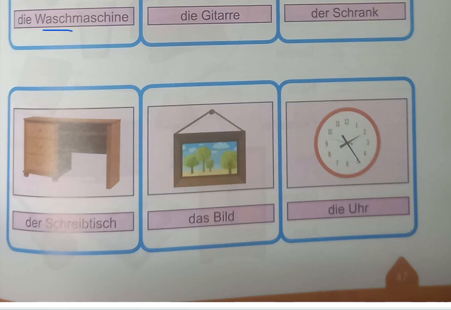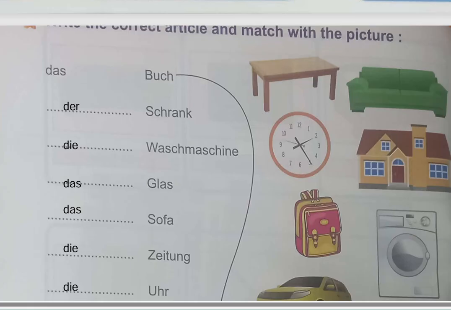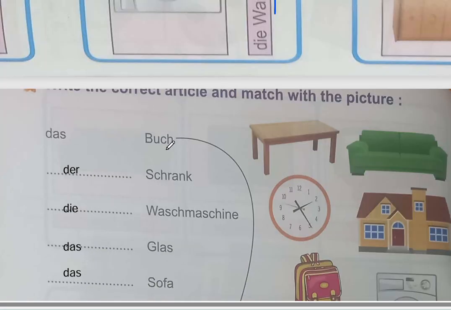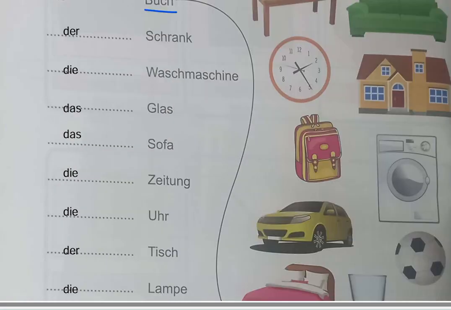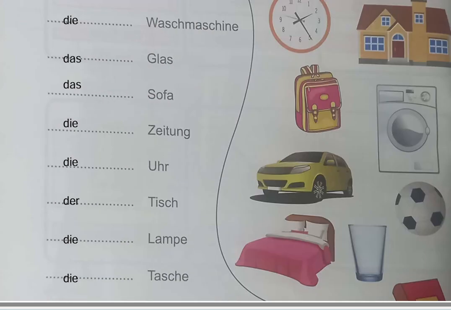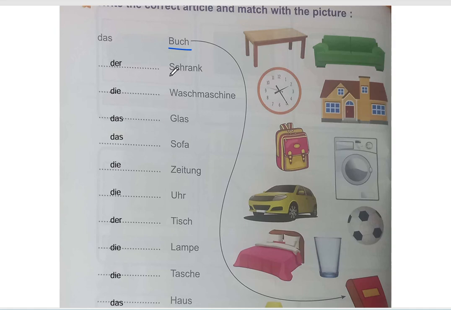Let's move to page 48. We have to write the correct article and match the picture. So, the first one is already done for us. And over here we can see the first one was Buch. We know Buch means book. So it is matched with book over here. And the article for book was das Buch. Okay, the next one is Schrank.